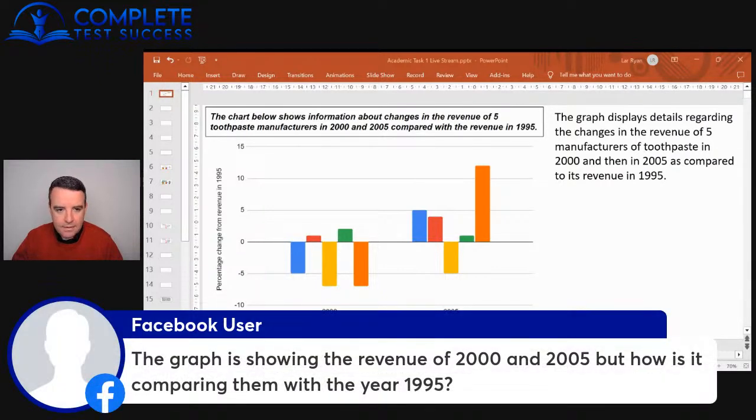Definitely. Facebook user, the graph is showing the revenue of 2000 and 2005, but how is it comparing them with the year 1995? So is this a question? Or is that a paraphrase? I'm not sure what this is. Is this a question for me, Facebook user?